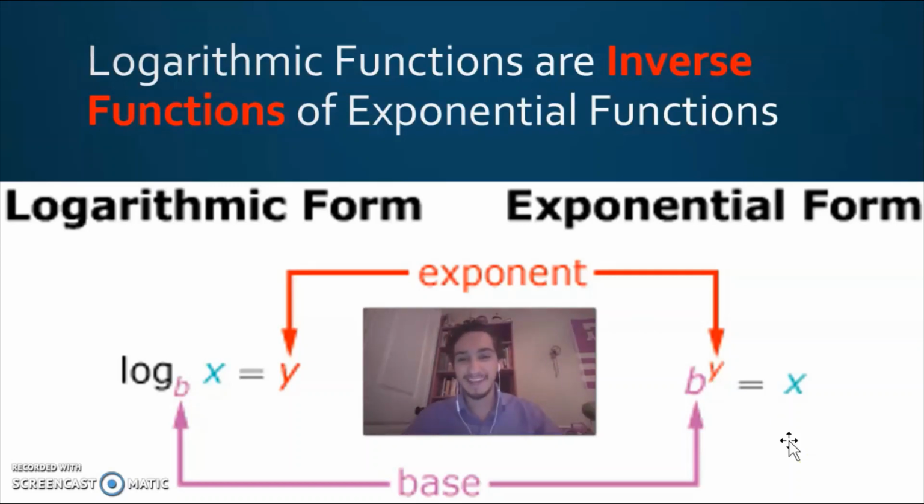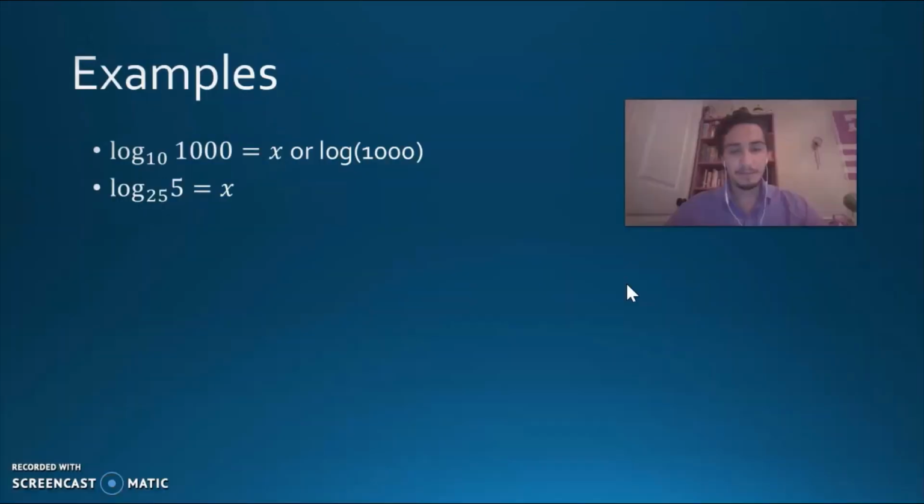So really what this is saying is that if we applied log base b to both sides of the exponential form, then log base b and b would cancel each other out to just give us y, and then we would be left with log base b of x is equal to y. So let's look at some examples. Alright, so here are a couple of examples.